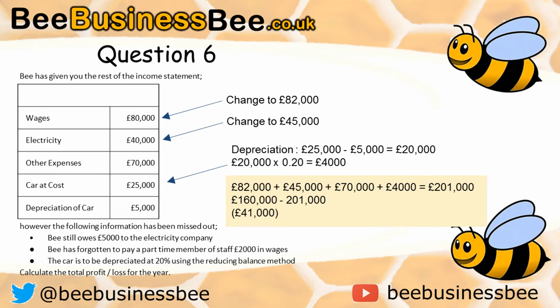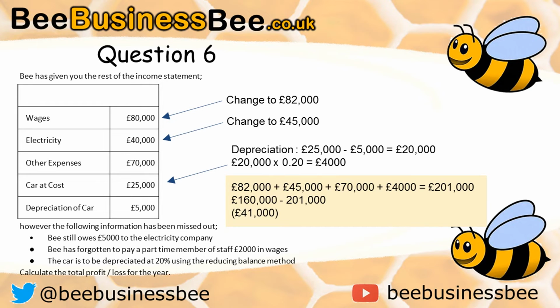Question 6 required some more changes to be made. So B still owed £5,000 to the electricity company, so you had to amend that to make it £45,000 rather than £40,000. The wages, he actually forgot to pay a member of staff, so he had to pay that member of staff, so that should have gone up to £82,000. And the car was going to be depreciated using the reducing balance method at 20%. So same principle as before, only this time the car was going to cost £25,000. He's already paid £5,000 of depreciation. That leaves £20,000 to be depreciated. £20,000 times 20% means that it's a £4,000 cost to the business.